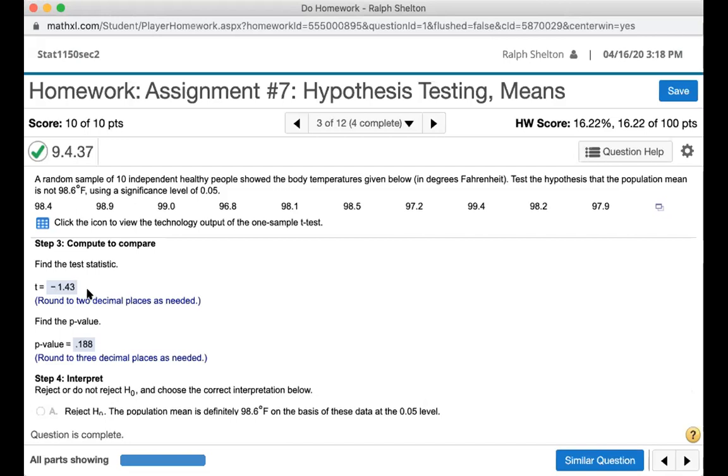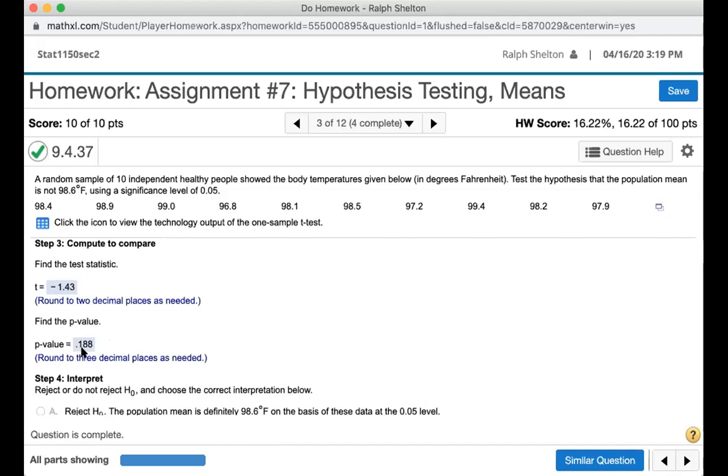So the T star was 2.2 something again. Okay, and it's symmetric, so that means you have another one in the other tail of minus 2.2 whatever. Well, this is not below the minus 2.2. It's just minus 1.4. So you do not reject. You can also see that from the p-value, okay?